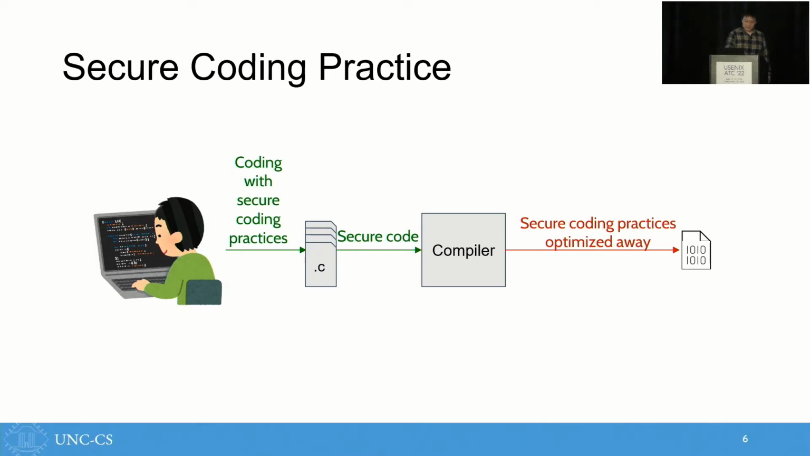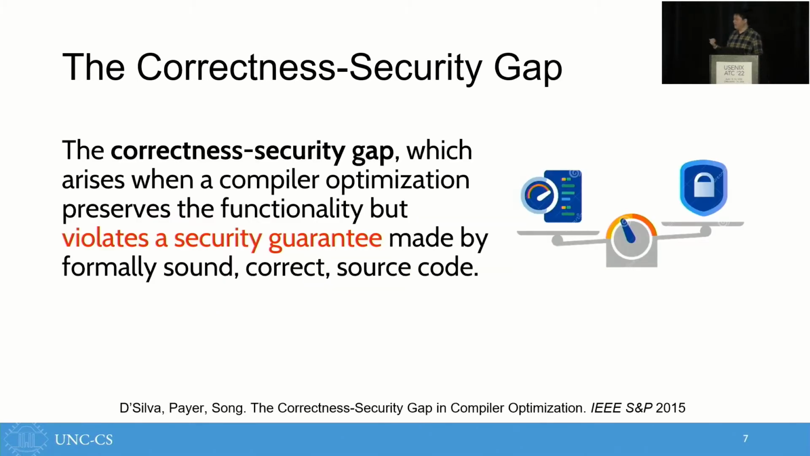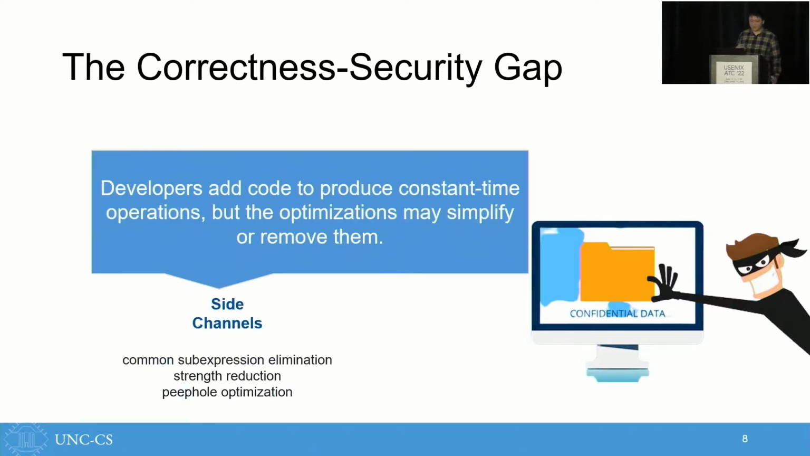In fact, in a previous work by De Silva et al., they discussed the Correctness-Security Gap, which arises when a compiler optimization preserves the functionality but violates a security guarantee made by formally sound, correct source code. In their work, De Silva et al. described three types of the Correctness-Security Gap.